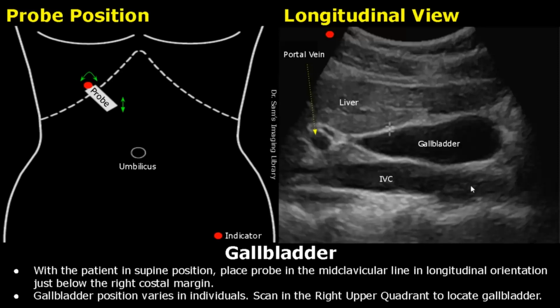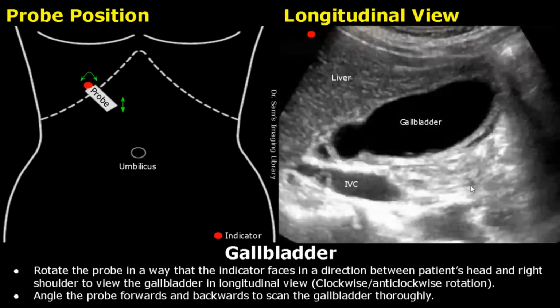You can rotate the probe clockwise and anti-clockwise to scan the gallbladder after it is located. Keep the indicator facing towards the patient's head or the right shoulder. You can also angle the probe forwards and backwards to evaluate the gallbladder. This is the image we will get here.